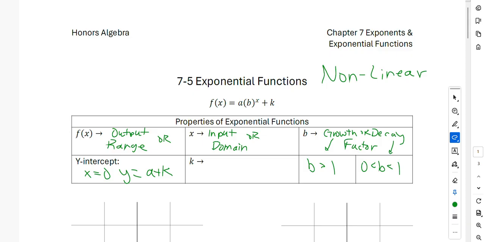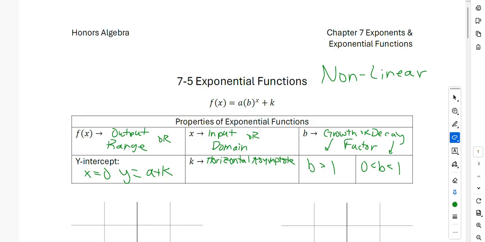Now, k is a unique feature to this graph. K is called a horizontal asymptote. An asymptote is a line. It could be horizontal like this. There are other types of asymptotes that are beyond this class. An asymptote is an imaginary line in the graph that the function approaches.